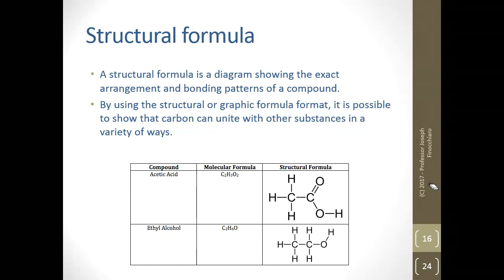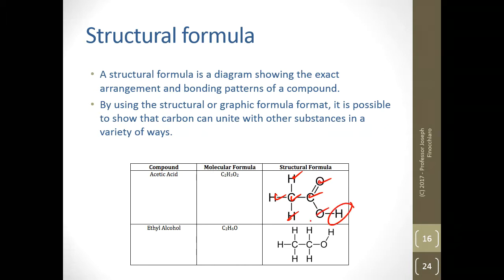By using the structural or graphic formula, it is possible to show that carbon can unite with other substances in a variety of ways. Okay, so you can see here molecular formula, C2H3O2, and then you see a structural formula. So, two carbons. We have two carbons. Check, check. Do we have three hydrogens? 1, 2, 3. Do we have two oxygens? Yes, we do.